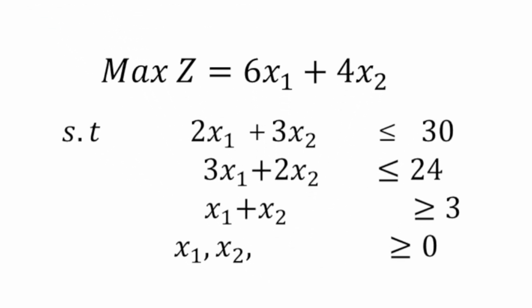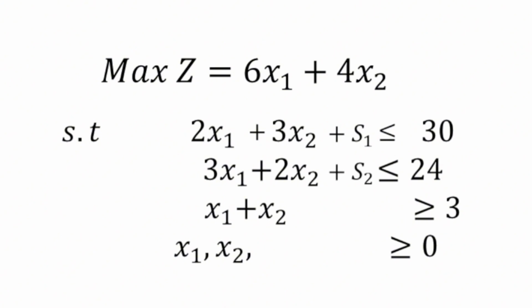This is what I'm trying to say. Look at our question now. I just have to put some spaces. So here in the first constraint, there is a less than, so I'm going to definitely add a slack variable. That's fine. In the second constraint, there is a less than, so I'm going to be adding a slack variable. That's the second slack variable, S2.